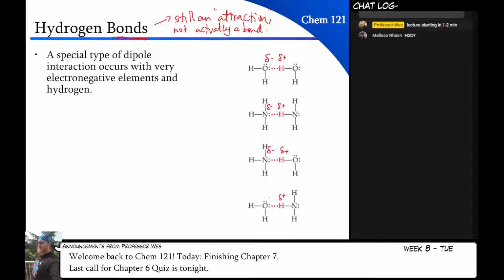And so on. There we go. And so this distance is very small, and this electronegativity difference leads to a large dipole on the molecule.